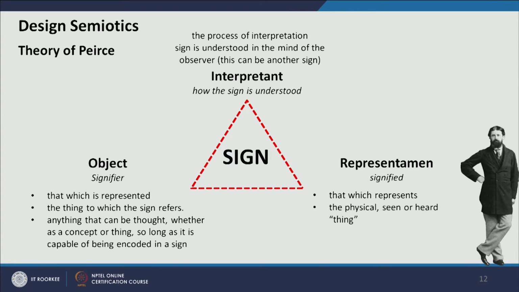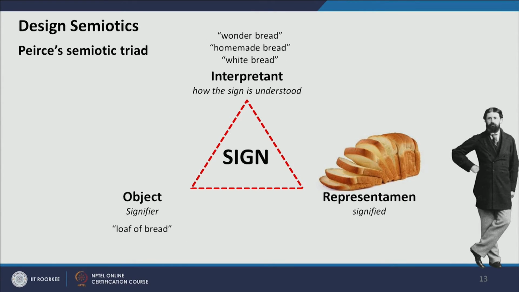So there is a triangle. One is the object, which is the signifier. That is the real object, and the representation is the signified, how it has been represented. It can be a photograph, it can be an icon, it can be just a word, and then interpreted by how people read the sign based on their socio-cultural context and their past memory. So we can take different examples.